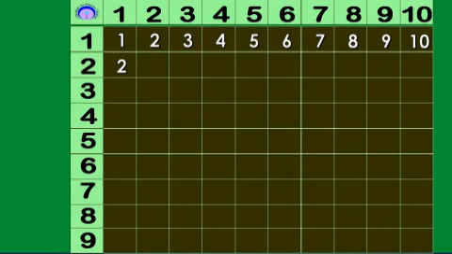In skip counting by 2, you are actually increasing the number by 2. For example, 2 plus 2 is equal to 4. After 2 is number 4. 4 plus 2 is equal to 6. Keep on counting until you reach column 10. Be sure that the answer is ending in 0.